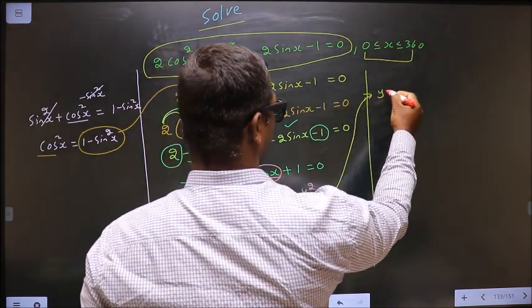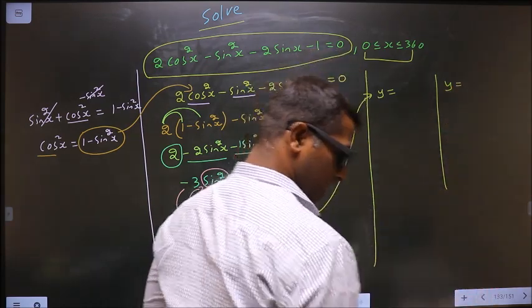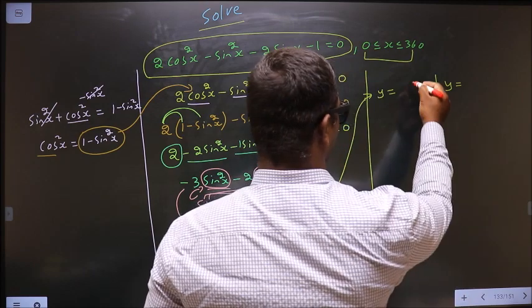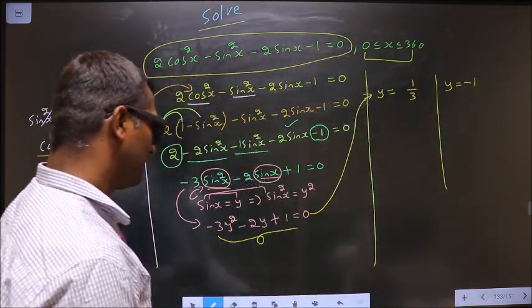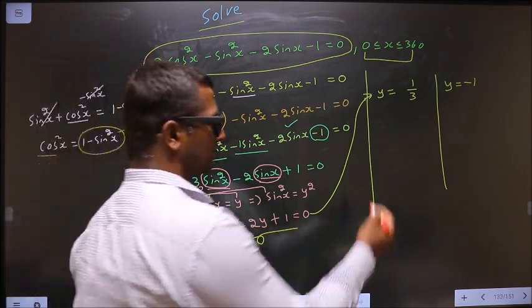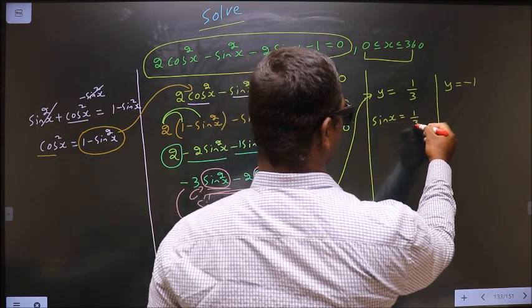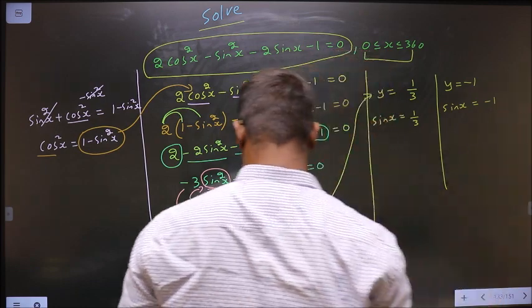So you get y equal to 1 by 3 and minus 1. Now you replace y, that is sin x. So sin x equal to 1 by 3, sin x equal to minus 1.